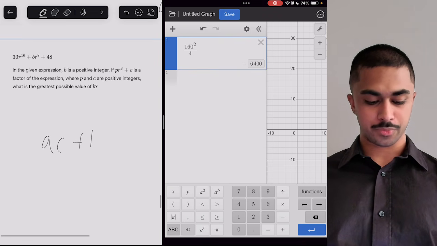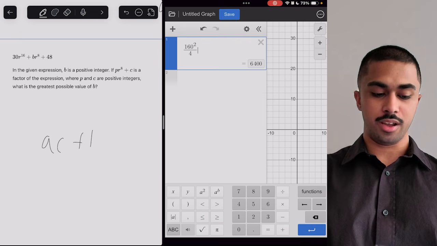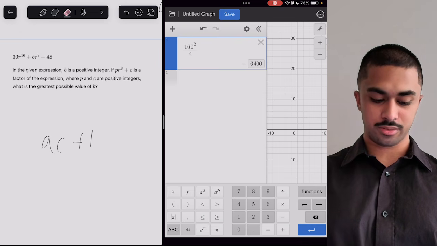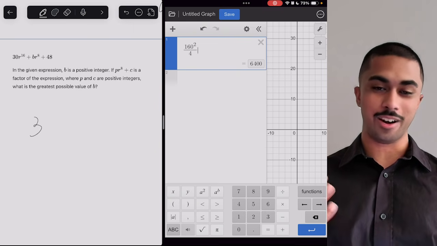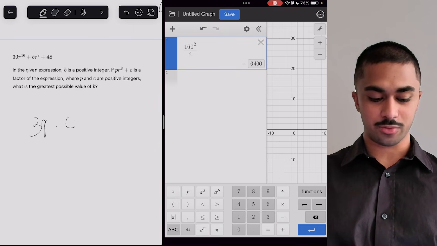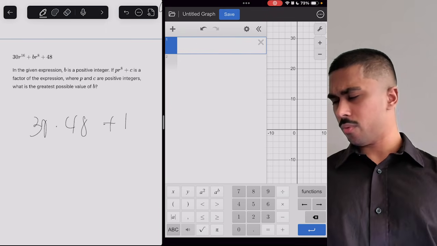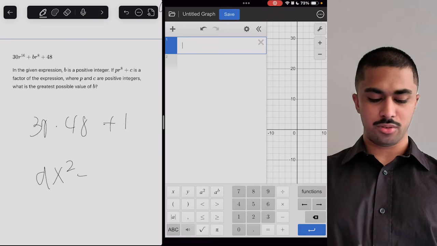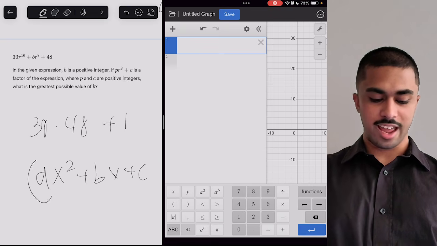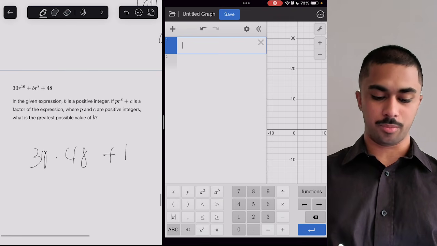So yeah. Okay. So the formula for this is just AC plus 1 whenever you see greatest possible value of B and you're given A and C, just do this. AC plus 1. Again, you don't need to know why it works. You just need to know that it works. 30 times 48 plus 1. But then you'll be like, Roy, this doesn't even look like a parabola. How do you know that we can take the A and C value like that? Because it's not in x squared form.